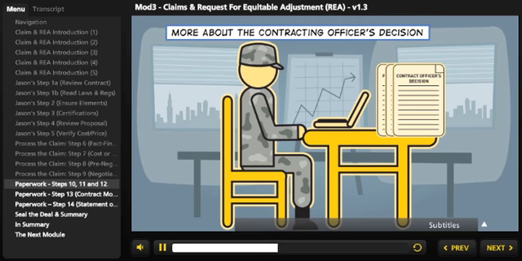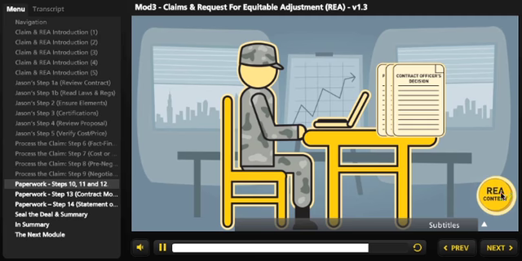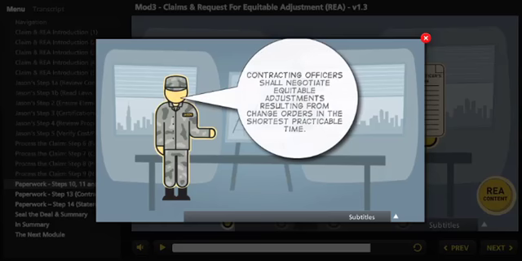For claims of $100,000 or less, the contracting officer shall issue a final decision within 60 days of receipt of the claim. For any certified claim over $100,000, the contracting officer has 60 days to issue a final decision or to notify the contractor of the date by which the decision will be made. Contracting officers shall negotiate equitable adjustments resulting from change orders in the shortest practicable time.